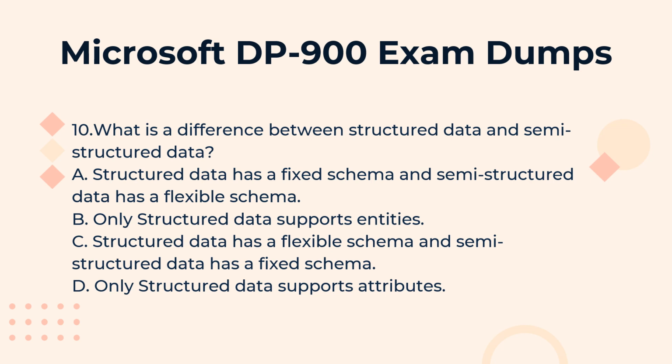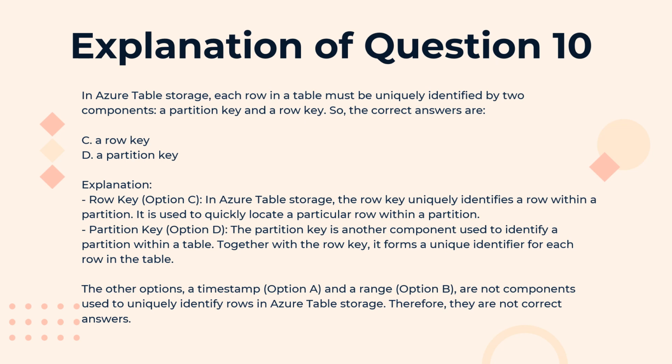10. What is the difference between structured data and semi-structured data? A. Structured data has a fixed schema and semi-structured data has a flexible schema. B. Only structured data supports entities. C. Structured data has a flexible schema and semi-structured data has a fixed schema. D. Only structured data supports attributes. The difference between structured data and semi-structured data lies in their schema flexibility. A. Structured data has a fixed schema, and semi-structured data has a flexible schema.